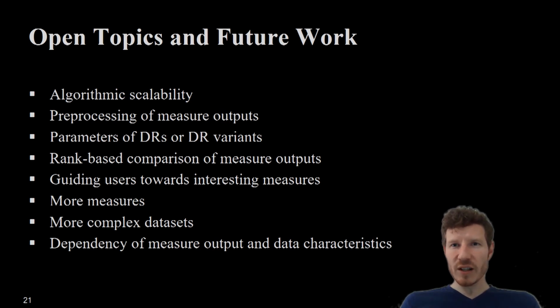A VA-driven aspect regards parameters of DRs and DR variants. An interesting variant of the approach may be to put a stronger focus on the rank-based comparison of measure outputs. Measures of rank violations may also build the basis for visual guidance towards interesting measures. Closely related is the planned extension of the approach for more complex datasets and the question which observations can be generalized. Finally, dependencies of the measure output on data characteristics form a subject for future work.